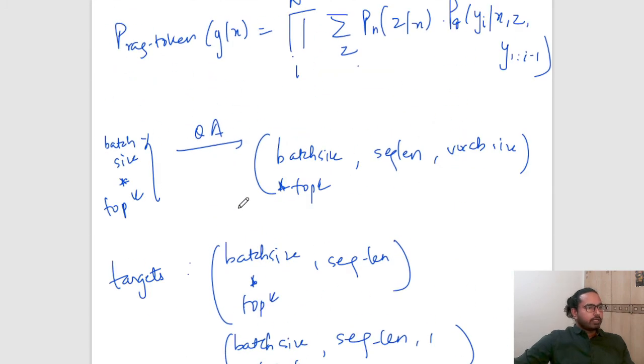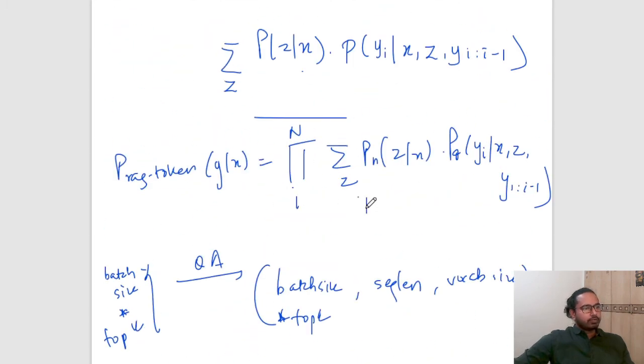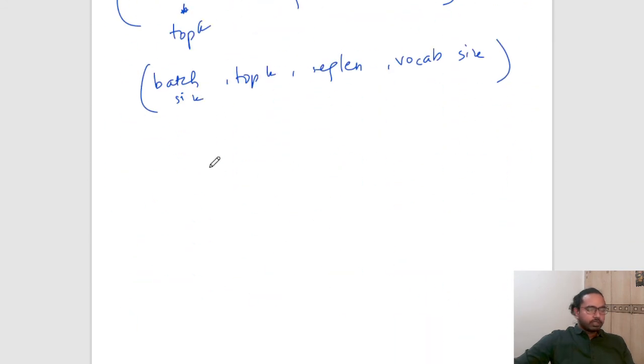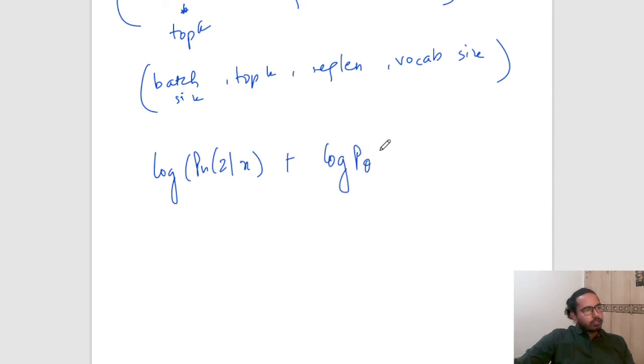So first, what we'll try to do is get this value here, and similarly to the way we did it last time, we'll try to do it in log space. When we do that in log space, what we get is log of p eta given z comma x, plus log of p theta of yi given x, z and all the previous tokens.